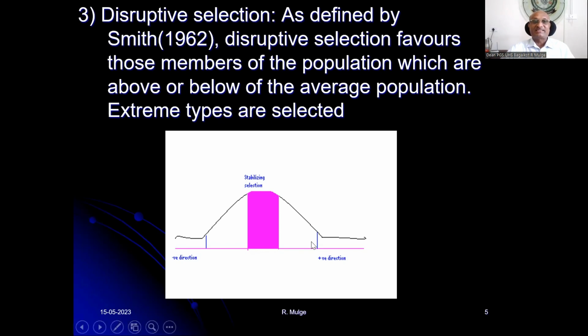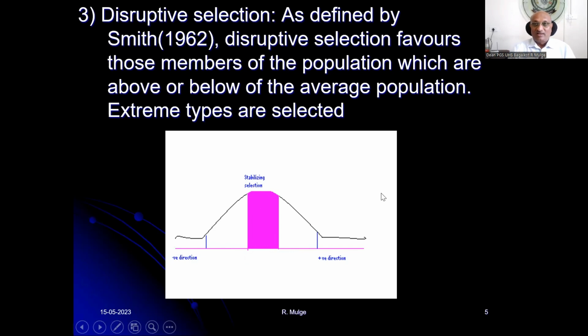Now, if you look at this graph of a population for a given trait, this curve we have got. In stabilizing selection, only this part is favored. Whereas in directional selection, only this is favored or this is favored. Whereas in disruptive selection, this is favored, this is also favored, and this is also favored. These two are favored, whereas these are eliminated.